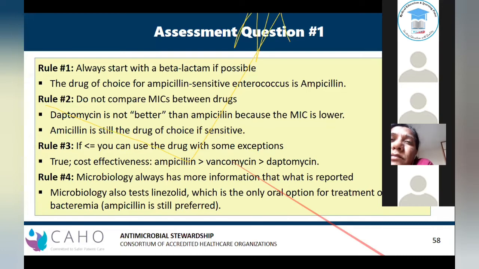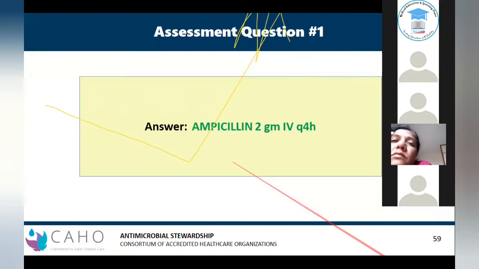Also, if microbiology has more data, we can also test for linezolid, which is an oral option. But because linezolid is not cost effective, ampicillin is still preferred. Similarly, daptomycin, though sensitive, is not cost effective. Ampicillin will be preferred over vancomycin and daptomycin. So, the drug of choice will be ampicillin for this particular case.